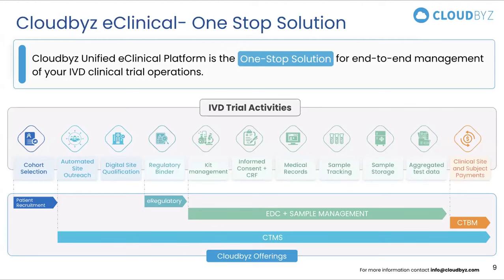So as you can see in the center of your screen, we have indicated the different critical junctions or activities that are executed during an IVD trial. Now these start all the way from cohort selection, then site outreach and qualification, managing of regulatory binders, to digital collection of patient data and e-consents, then supply chain operations like kit management, sample tracking, and storage, and finally closing out with publication of all subject and sample data by means of aggregate reporting. Additionally, we can also track site and subject payments for the trials as well.